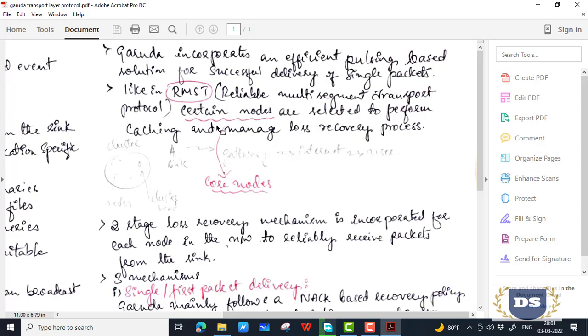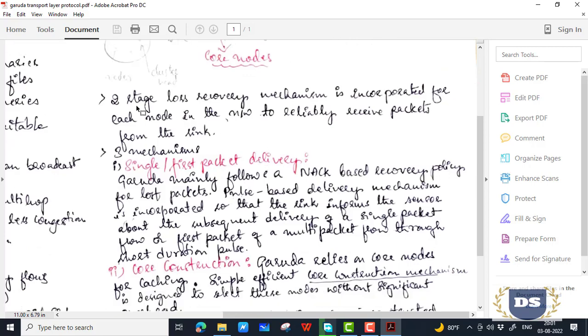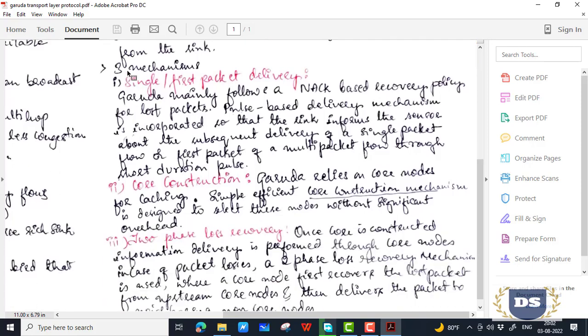Such nodes that are shortlisted are called core nodes, and the Garuda protocol mainly relies on such core nodes. It involves a two-stage loss recovery mechanism that is incorporated for each node in the network to reliably receive packets from the sink. Garuda protocol incorporates three main mechanisms.